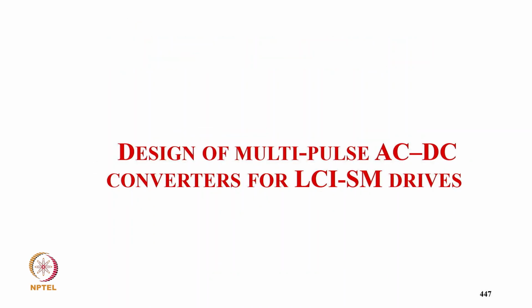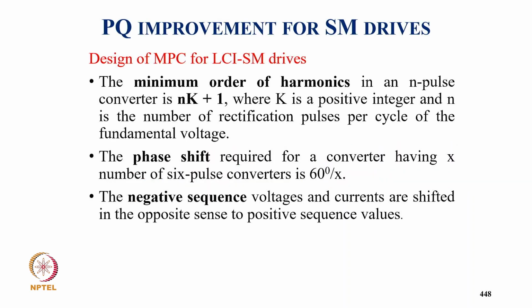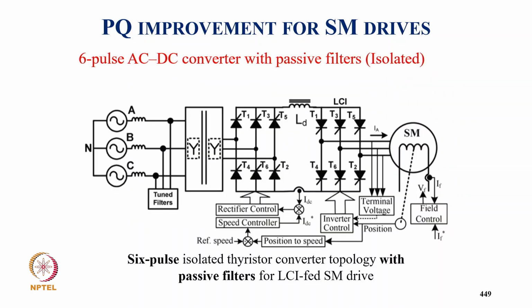Coming to design of multipulse AC/DC converter for line commutated synchronous motor drive, so design of multipulse converters for LCI fed synchronous motor drive. The minimum order of harmonics in a P pulse converter is NK plus 1, where K is a positive integer and P is the number of rectification pulses per cycle of the fundamental voltage. The phase shift required for a converter having X number of 6 pulse converters is 60 degrees divided by X, and the negative sequence voltages and currents are shifted in the opposite sense to the positive sequence values.